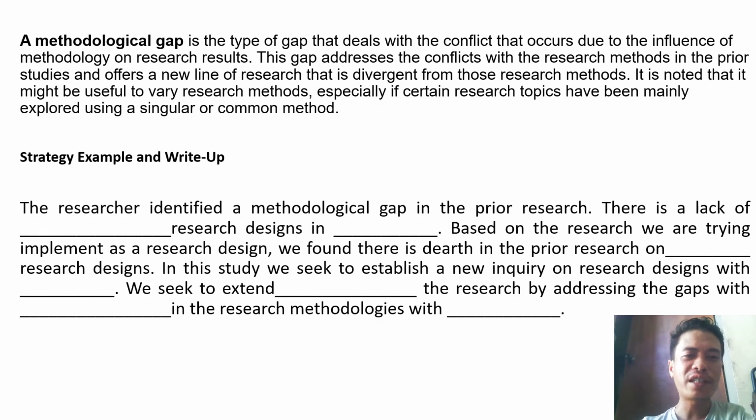Next, methodological gap is the type of gap that deals with the conflict that occurs due to the influence of methodology on a research result. This gap addresses the conflicts with the research methods in the prior studies and offers a new line of research that is divergent from those research methods. It is noted that it might be useful to vary research methods, especially if certain research topics have been mainly explored using a singular or common method.